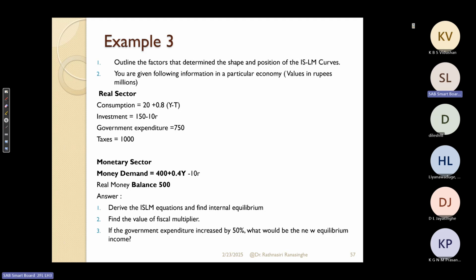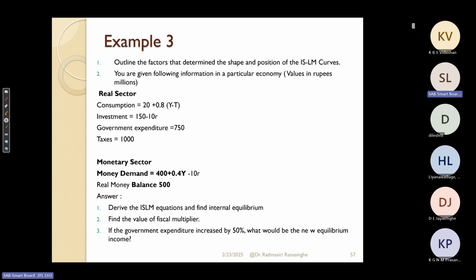Now we have another example here. Example 3. You need to outline the factors that determine the shape and position of the IS curve. Just outline them, right? If factors are given, you need to explain how they affect the slope. Like that you need to explain. Now you have been given the following information again. The consumption function is given, investment also given, government expenditure, taxes. In the financial sector the money demand function is given, and the real money balance is given directly. Derive the equations, find the equilibrium.